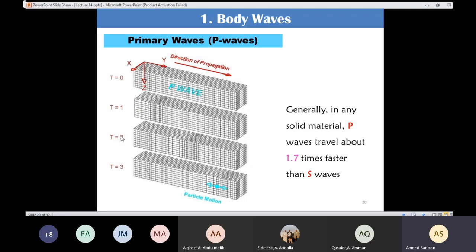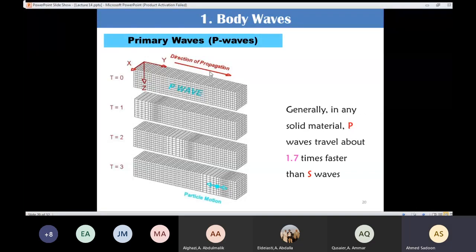When the time becomes 2, what will happen? The wave is going to move again. That part here is going to compress compared with that one, and that particle here is going to expand compared with that one, until the wave completely moves from that point to that point. So here, the primary wave is going to move from one point to another using compression and expansion.